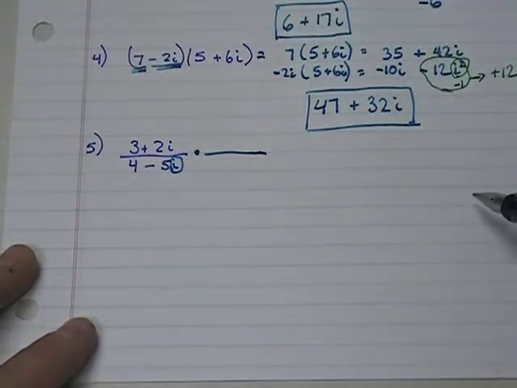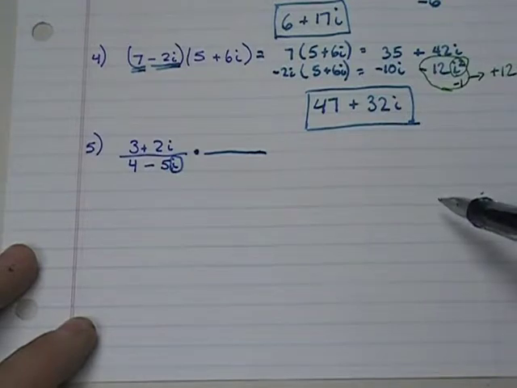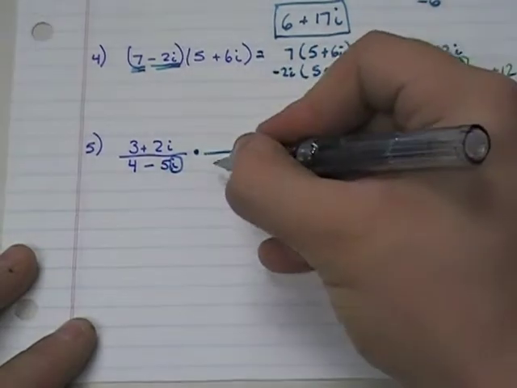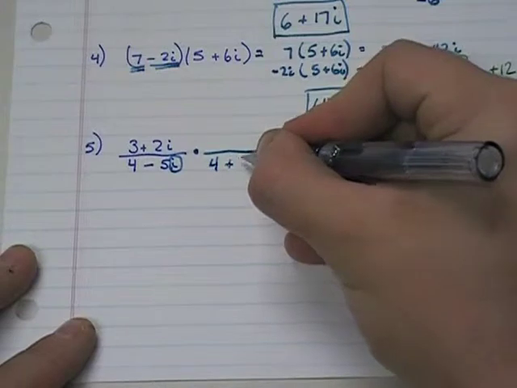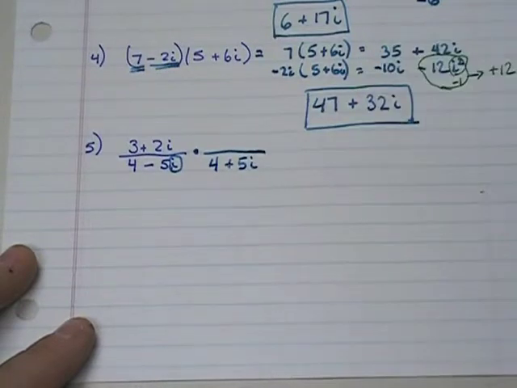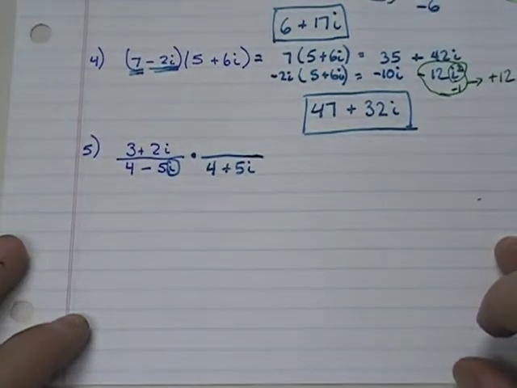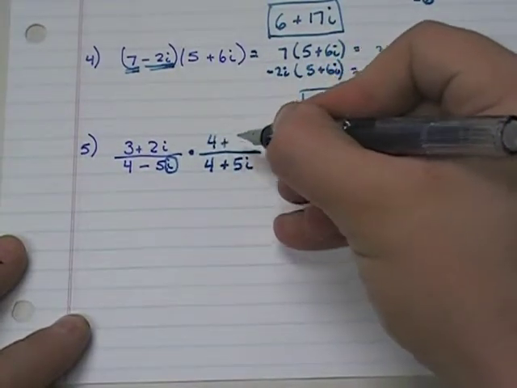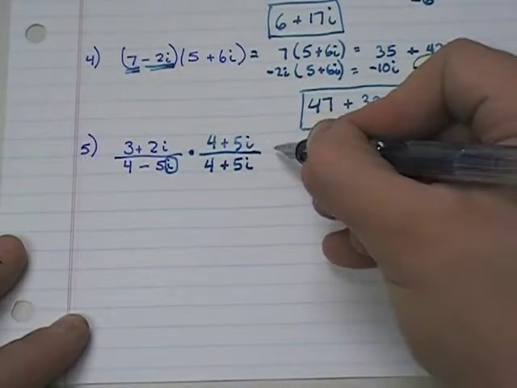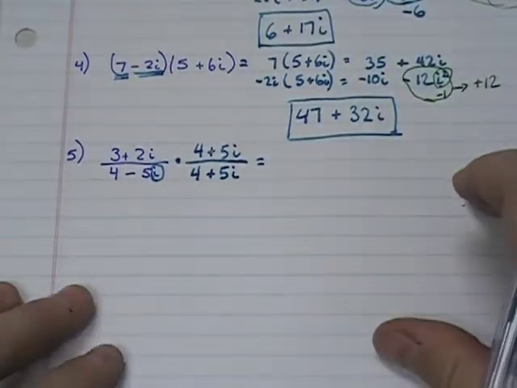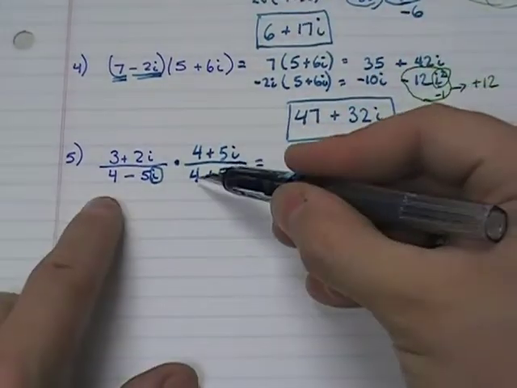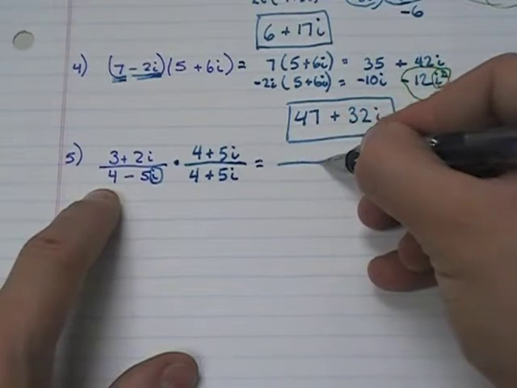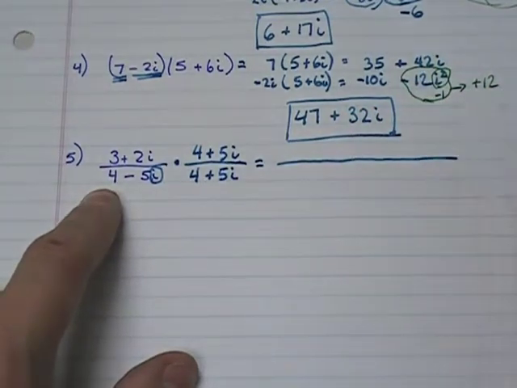Well, to get rid of an i in the denominator, you multiply by the complex conjugate, which is 4 plus 5i. If you multiply the bottom of the fraction by 4 plus 5i, you're going to multiply the top of the fraction by 4 plus 5i. Now, the bottom is real simple. And I'm going to show all my work here, but the bottom is real simple.